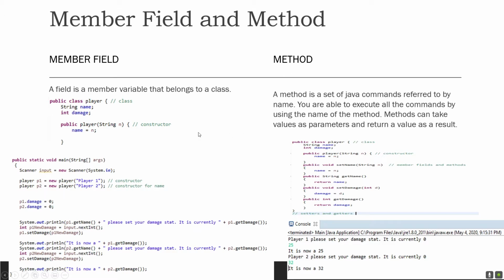So before I go into that, I'm going to switch over to method. A method is a set of Java commands referred to by a name. So you're pretty much saving a series of commands under a keyword, so you're able to execute all the commands by using the name of that keyword, or the method. And they can take values as parameters and return a value as a result.